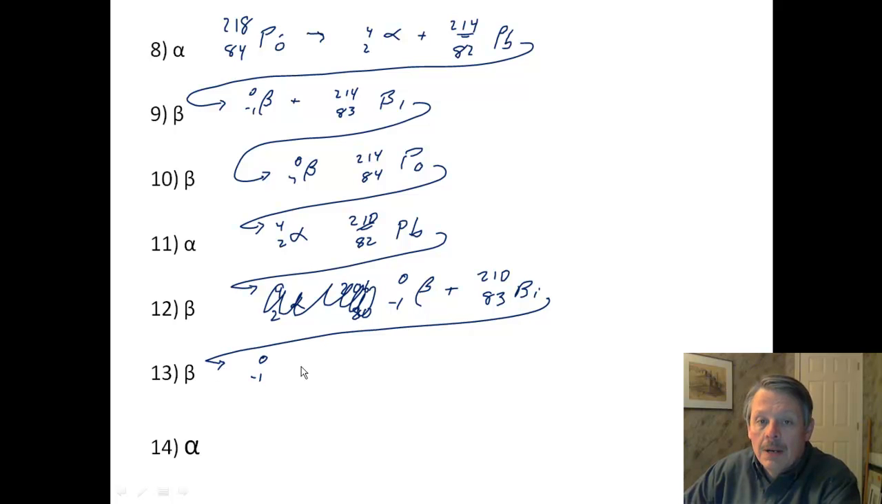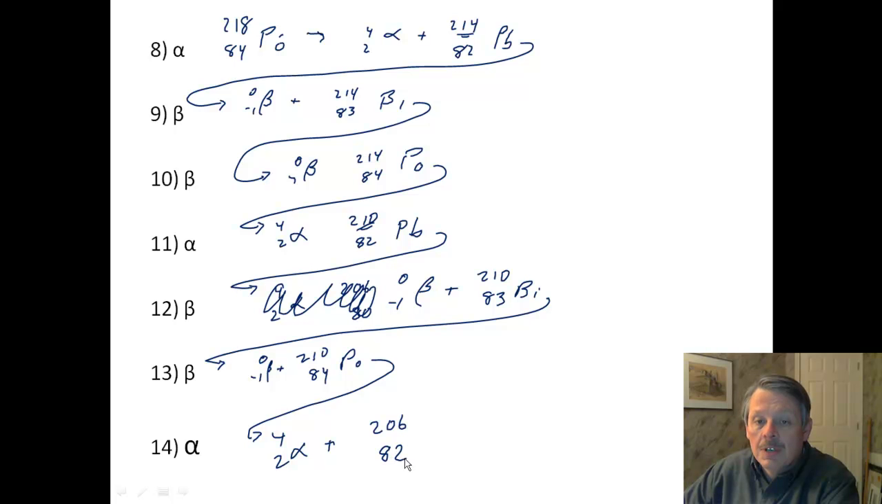We go through beta decay again, and that's 210, and that's 84. And 84 is polonium. Now we go through alpha decay. This is our final decay, because finally we get to something that is stable, which is 206 and 82, which is lead. So we've gone through 14 different decays, which takes millions of years, but uranium-238 will eventually decay into lead.